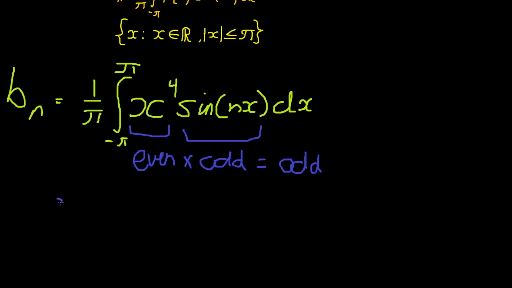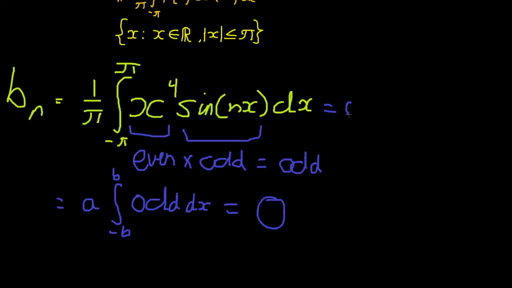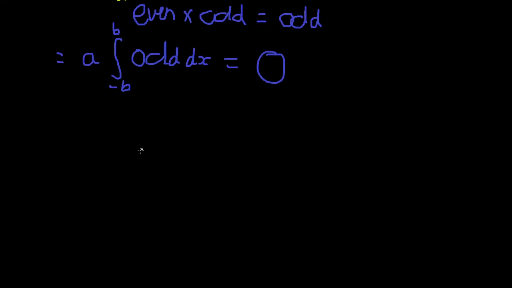So you have the integral from negative b to b of an odd function dx. And there's a formula for evaluating this. This is actually just 0. So bn is equal to 0 for all n. Okay, so that one's quite easy to evaluate.